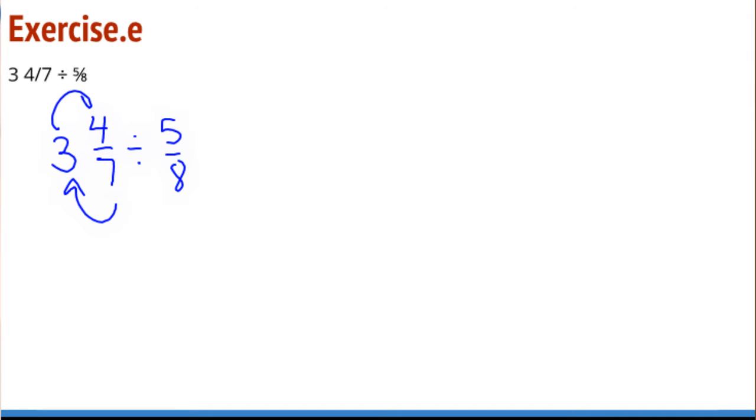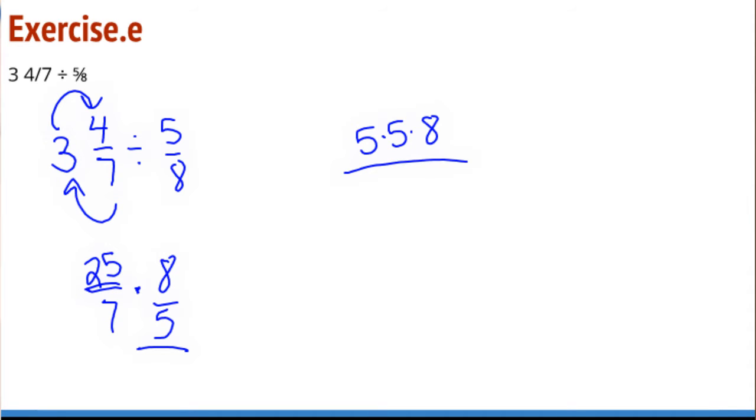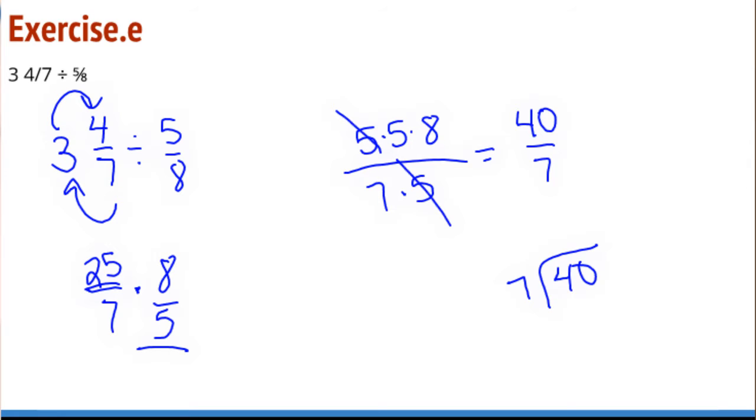All right, 3 4/7 divided by 5/8. 7 times 3 is 21, plus 4 is 25. 25/7 times 8/5. I once again see I've got 5's, so 5 times 5 times 8 divided by 7 times 5. These 5's will divide, and I have 40/7. And if I get really picky, I can turn that back into a mixed number, 5 5/7.